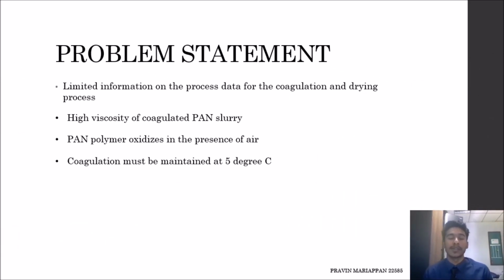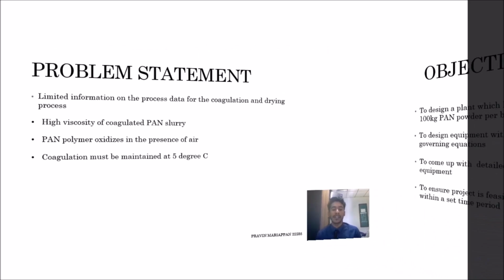Now, let's take a look at the problem statement for this project. The main challenge is the limited information on process data for coagulation and drying process that is available online. Next is the high viscosity of the coagulated PAN slurry. PAN slurry is said to have a glue-like consistency which makes it very hard to be transferred. Next, PAN polymer oxidizes in the presence of air easily, so the equipment needs to be flushed with inert gases such as nitrogen to prevent oxidization. Coagulation must also be maintained at a steady temperature of 5 degrees Celsius to ensure optimum coagulation.